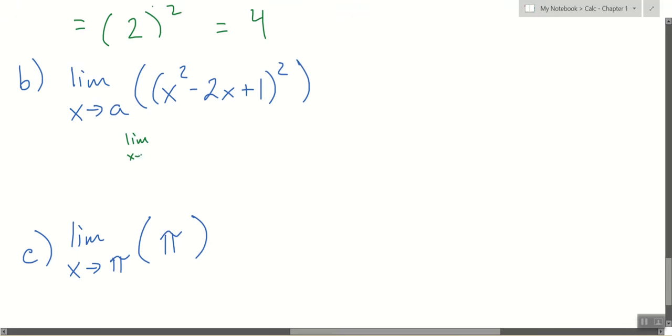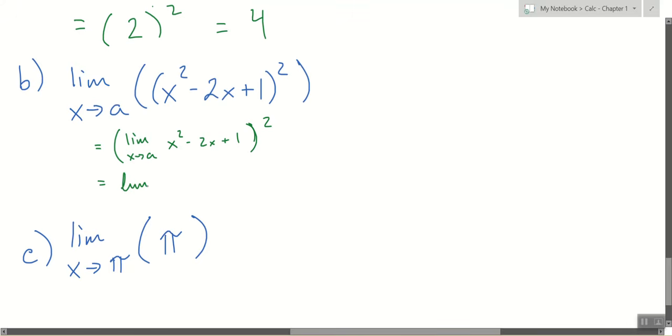The limit as x approaches a of x squared minus 2x plus 1. And all that now gets what? Squared. That's that property that allows us to move our exponents. Now, if we wanted to expand this further, could we? What's the limit of a sum? The sum of the limits. So I'm only going to write lim because I'm lazy. I'm not going to do the x equals a part, okay?